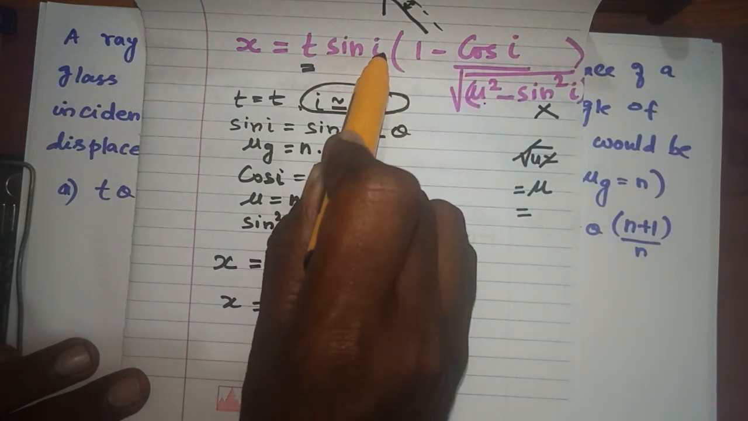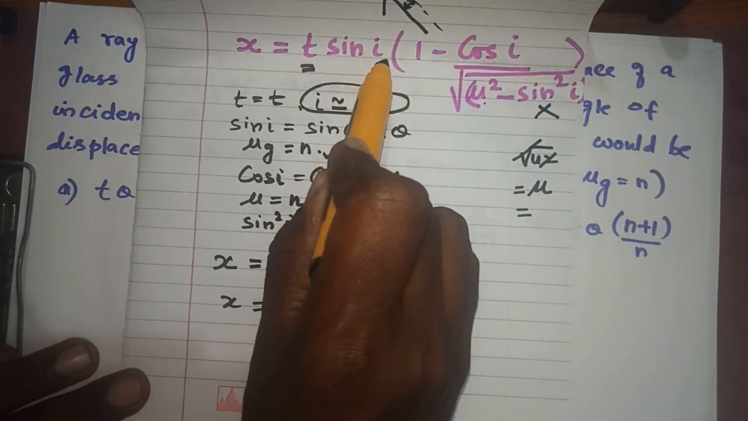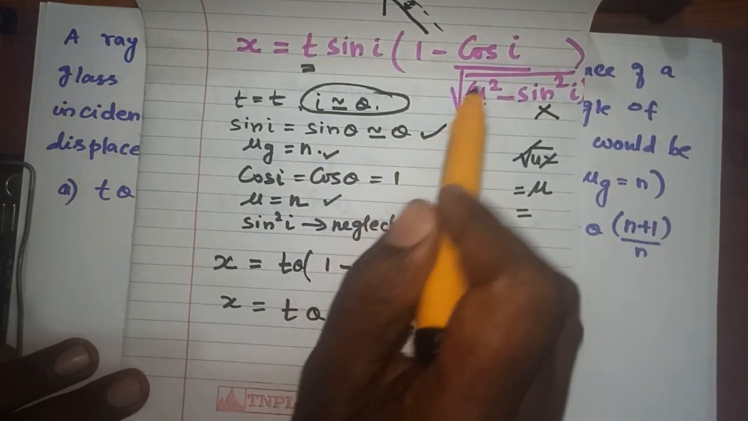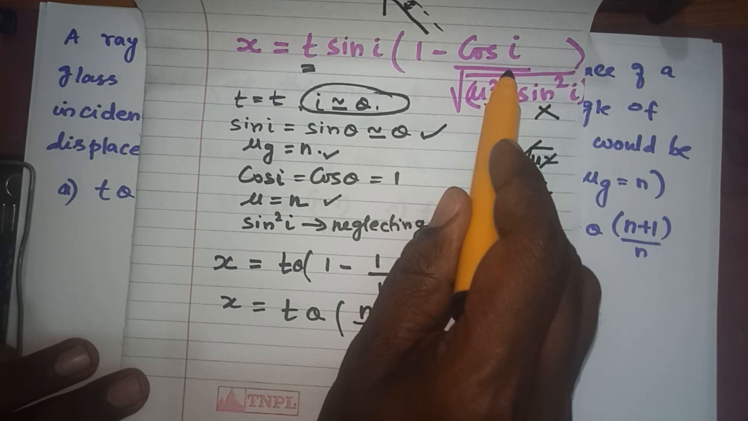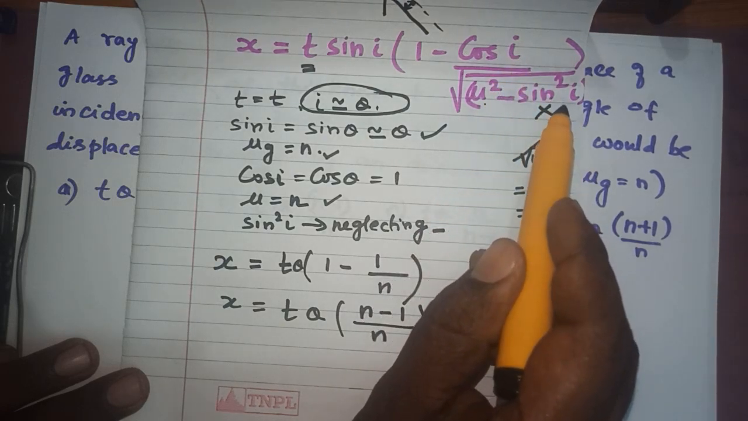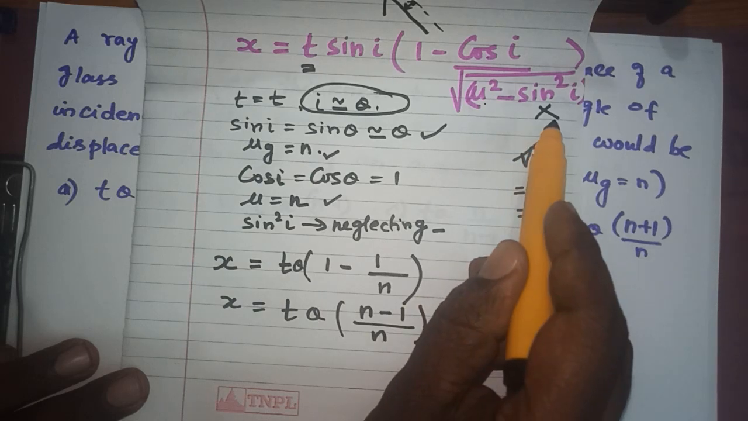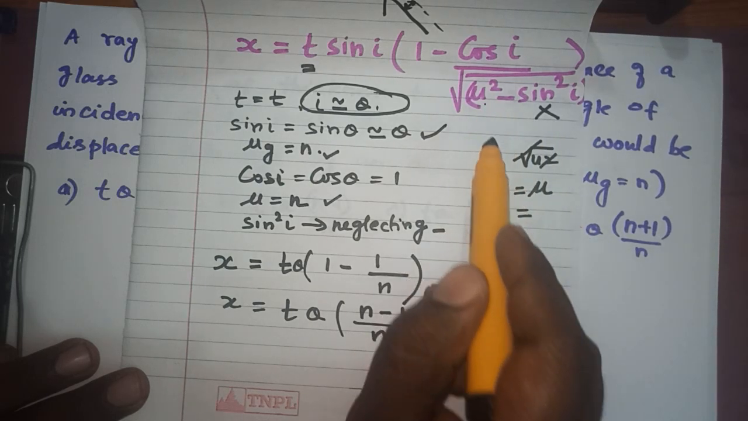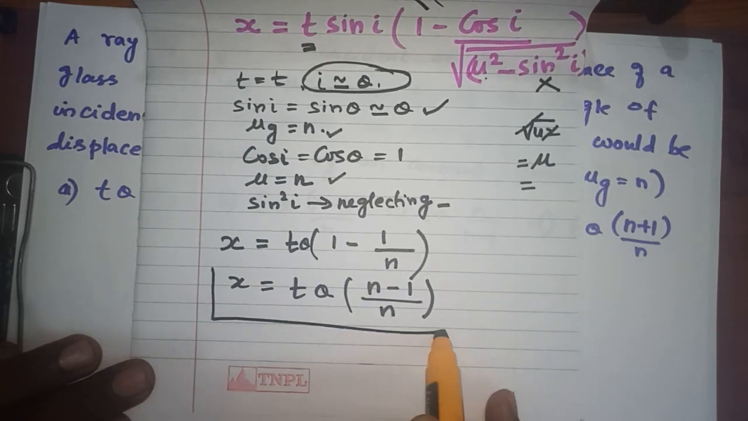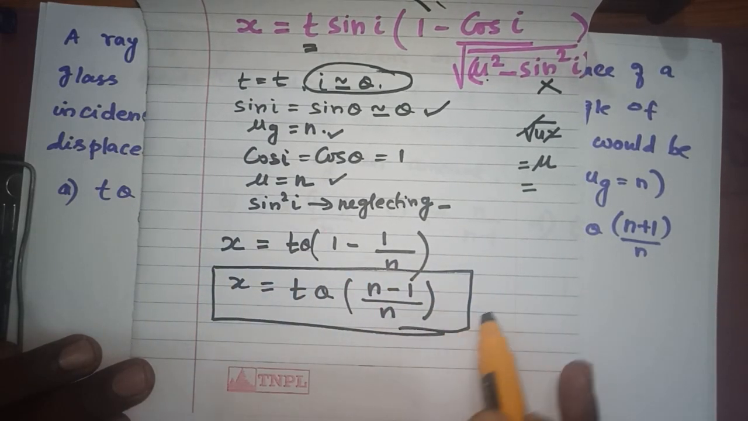So i is approximately equal to theta, and sin theta is equal to theta. I can put theta instead of sin i, and cos theta I can take as 1, and sin square theta, because it is again small, I can neglect this square term, and the remaining is my mu square. So substituting this value, I get x equal to t theta n minus 1 by n, which is your answer for the above question.